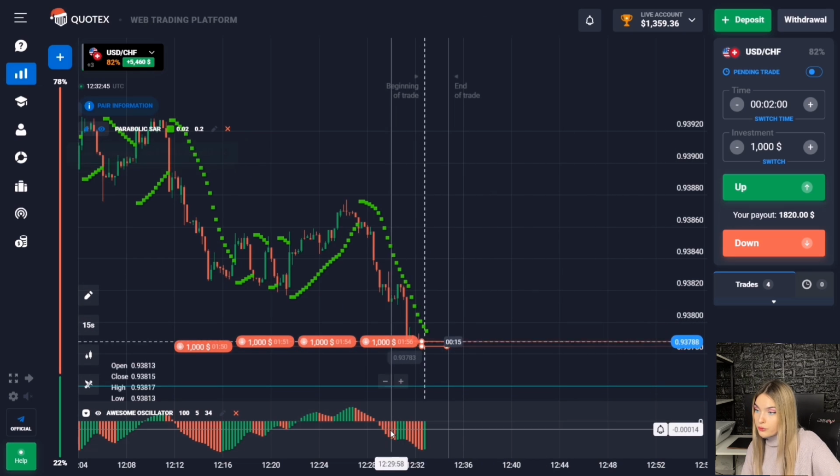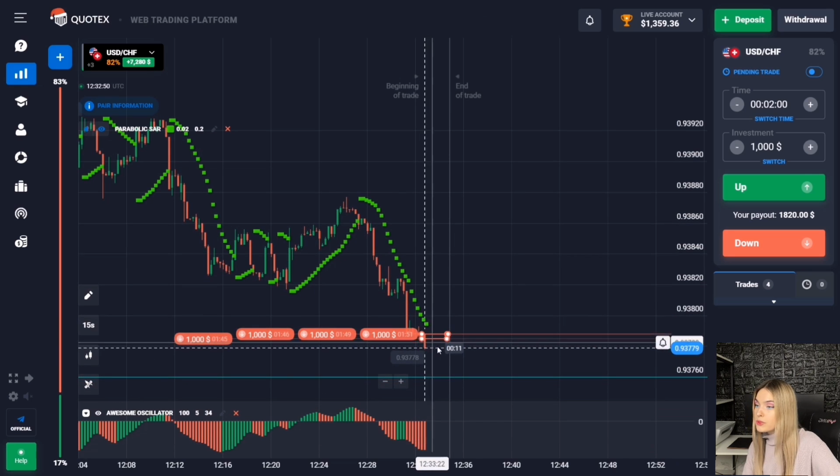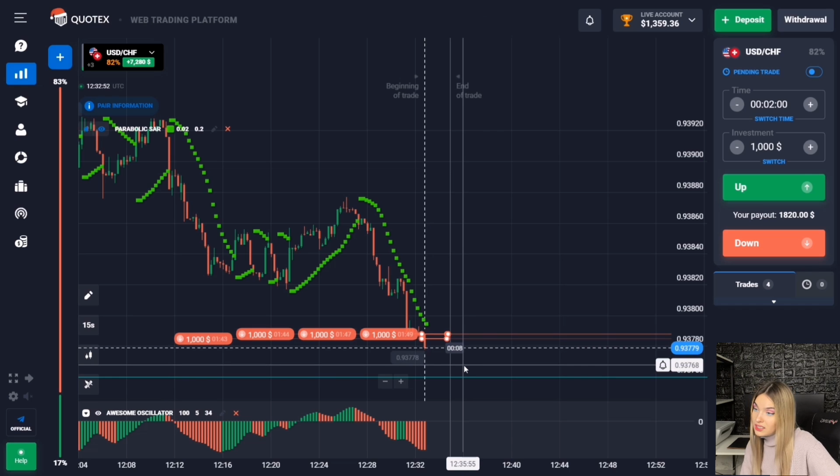A red histogram is also formed and green dots are formed above our graph, and this means that volumes are growing for a decrease. In the near future the price will move down. So guys, let's wait for the result.